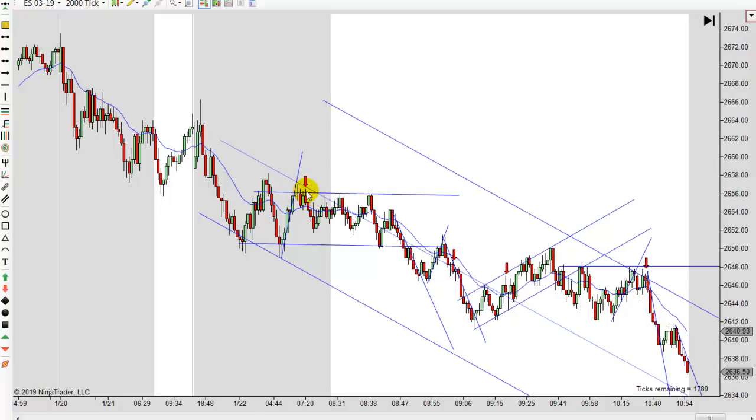You tried to test this resistance area across here several times. Nice little scalp, and then we just kept going sideways, and it's really tight in here. I'd just stay out of this. There's not really an easy way to trade that.